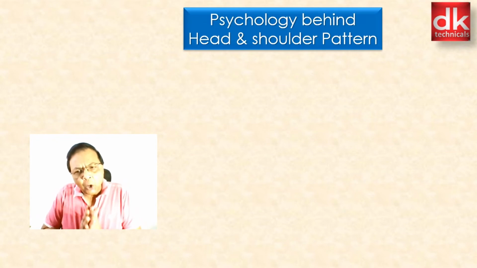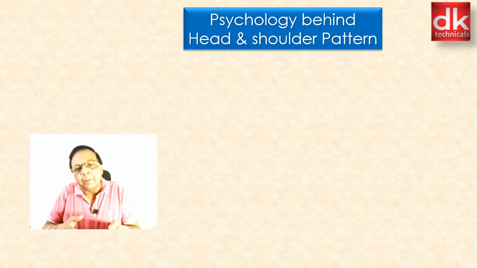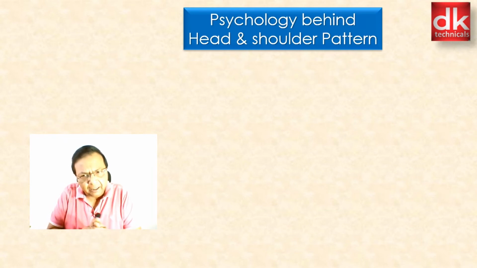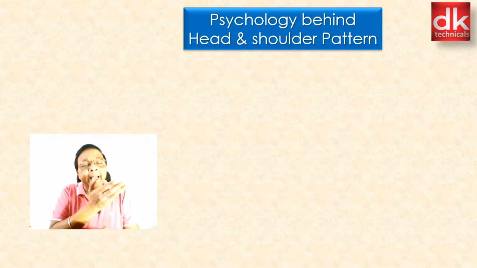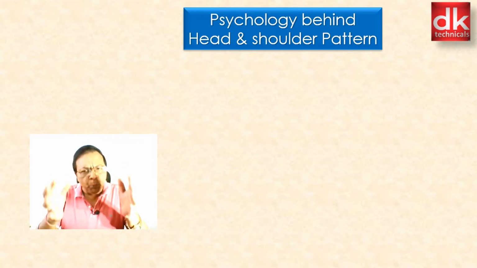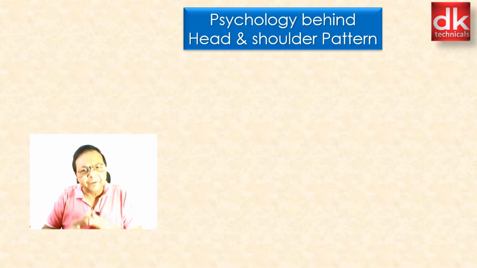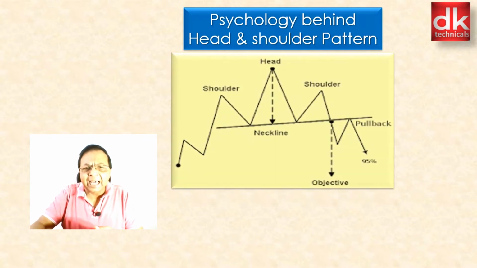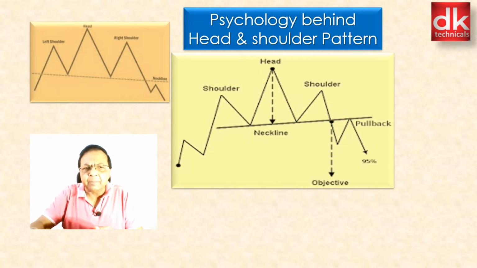So friends, now let's understand the psychology behind the formation of the head and shoulder pattern, and also find out the answer to the question whether the neckline has to be horizontal or could be inclined also. So friends, I am putting forth two pictorial diagrams to show the difference. So one diagram is this and another diagram is this.